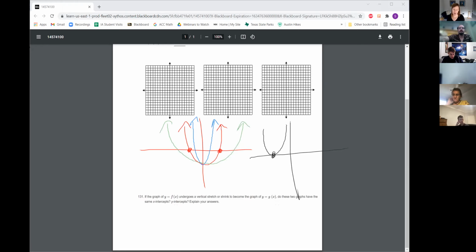So the only time it should remain exactly the same x-intercepts is if the vertex is on the x-axis. Because then if it gets skinnier, it's still going to be there, or if it gets wider, it's still going to be there. So that's the time when it would remain the same. But other than that, it would always be different.